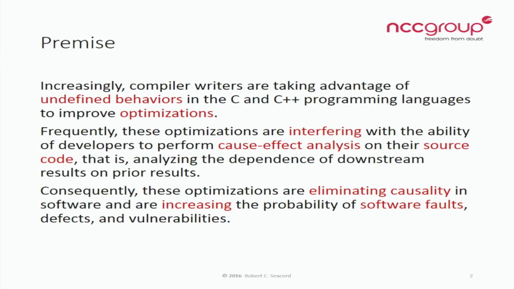Okay, so the premise of my talk is that increasingly compiler writers are taking advantage of undefined behaviors in the C and C++ languages to improve optimizations. These optimizations can interfere with the ability of programmers to really understand the behavior of the code, and not only human analysts, but also static analysis tools can have trouble predicting the behaviors of different compiler implementations. This inability for programmers and tools to understand the behavior of the code can lead to increased software fault defects, and presumably some percentage of those are vulnerabilities.